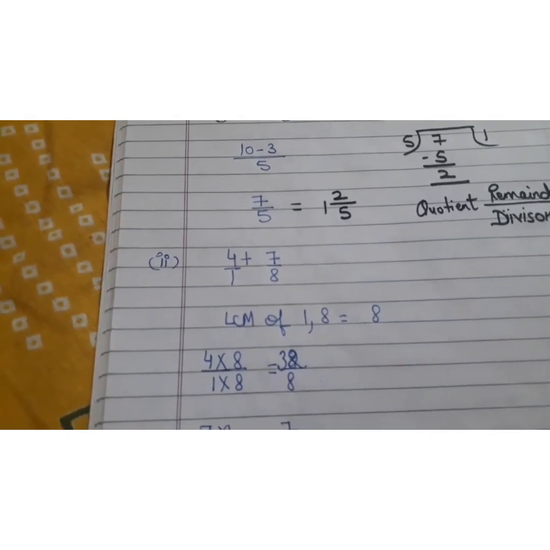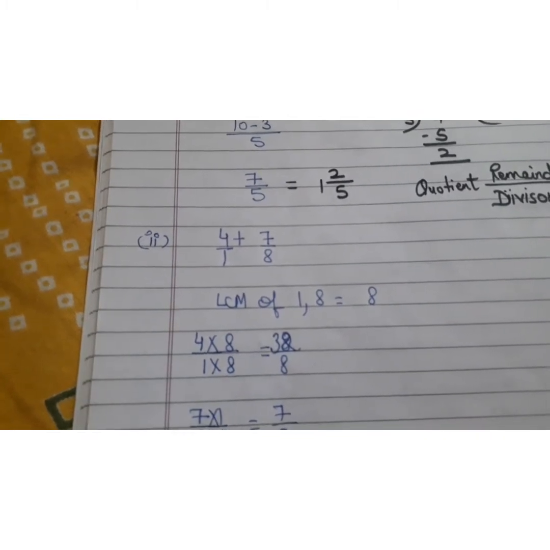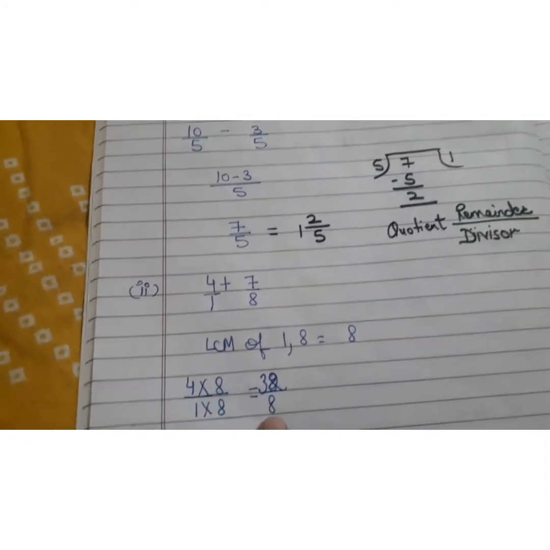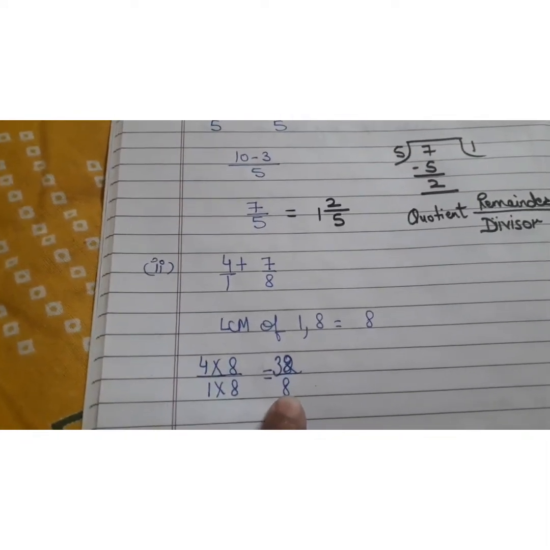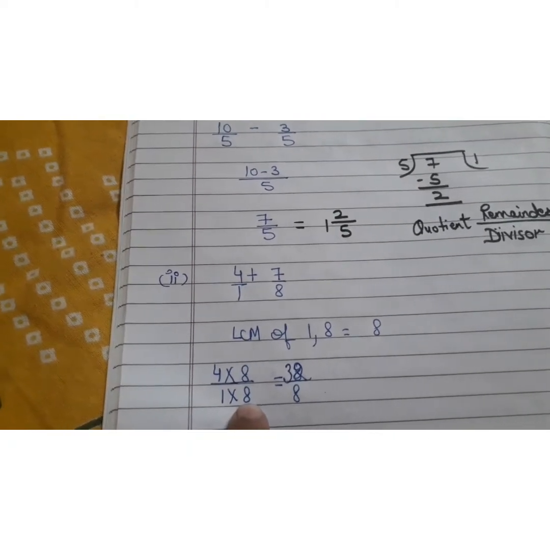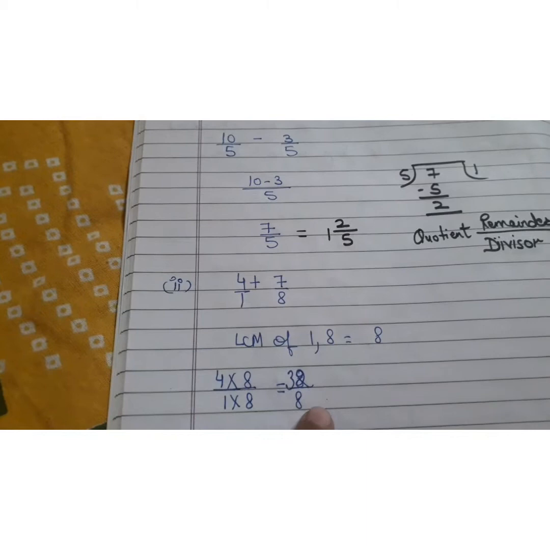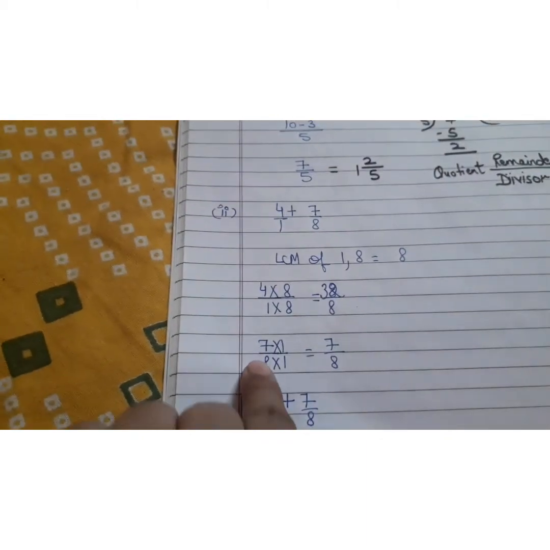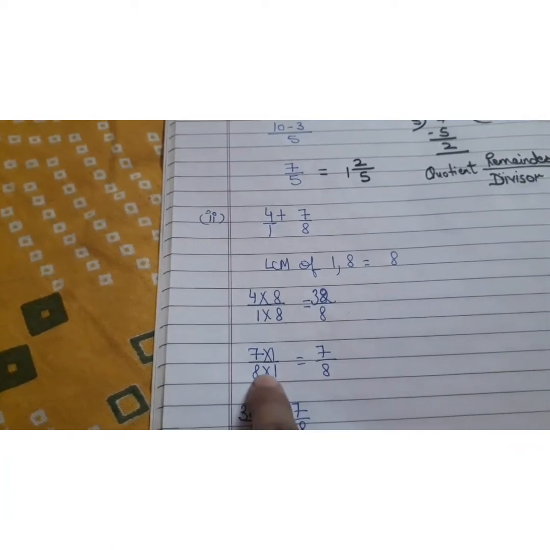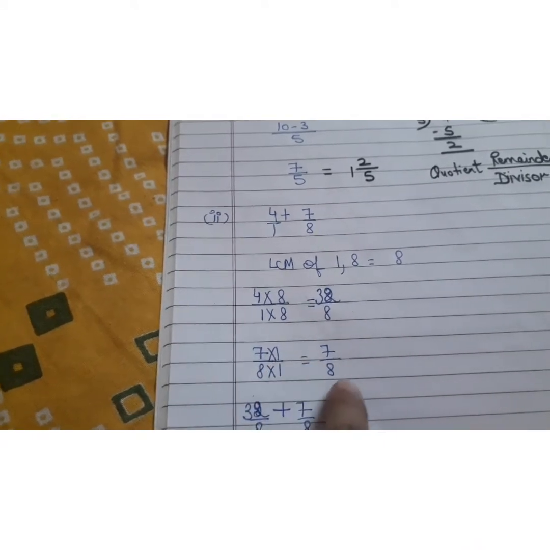Take the LCM of the denominators, that is 1 and 8, you will get 8. Now take the fractions one by one. 4 by 1, make it equivalent to the LCM, that is 8. How will you get 8? You will have to multiply it with 8 in the denominator and 8 in the numerator. You will get 32 by 8. Take the second fraction, that is 7 by 8. Make it equivalent to the LCM number 8. So you will have to multiply it with 1 in the denominator and 1 in the numerator itself. You will get 7 by 8.